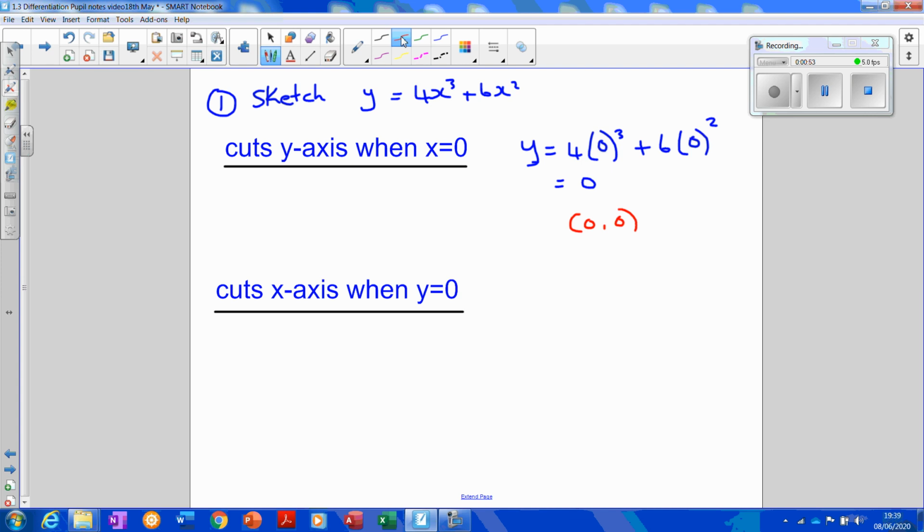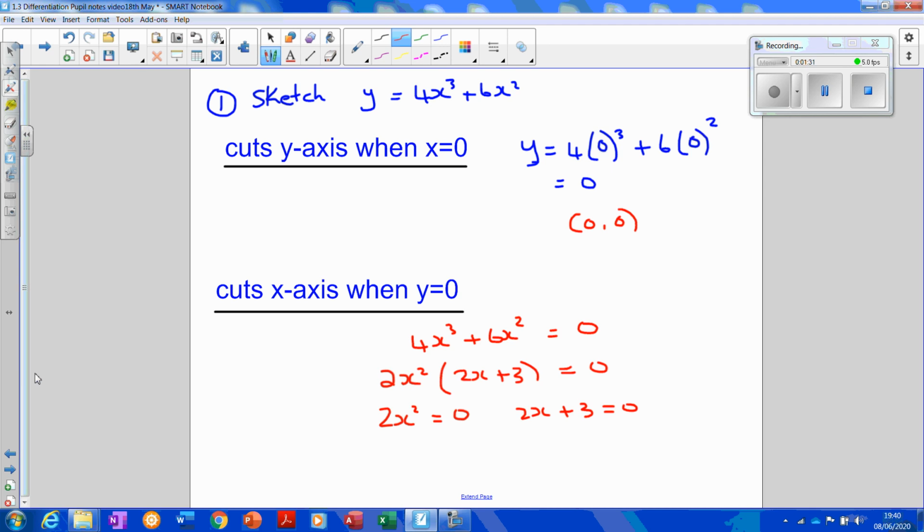Right, so we want to find out where it cuts the x-axis. So it cuts the x-axis when y is equal to 0. So 0 is equal to that whole thing there. I'm going to read it round the other way. So 4x to the power of 3 plus 6x squared equals 0. Now, factorise, highest common factor, 2x squared. When I take out a common factor of 2x squared, I'm left with 2x plus 3, and that's all equal to 0. So 2 things that multiply together to give me 0, so either one of them could be 0, so 2x squared could be equal to 0, or 2x plus 3 could be equal to 0.